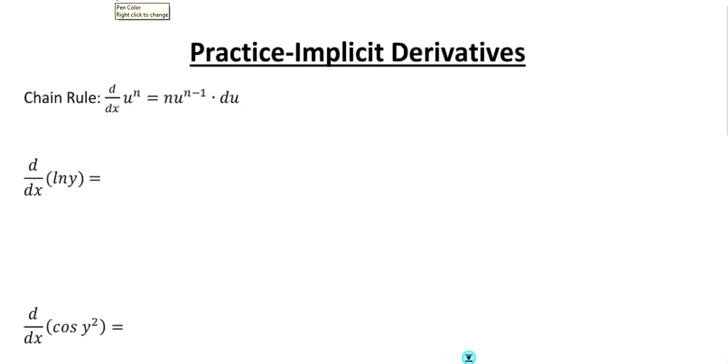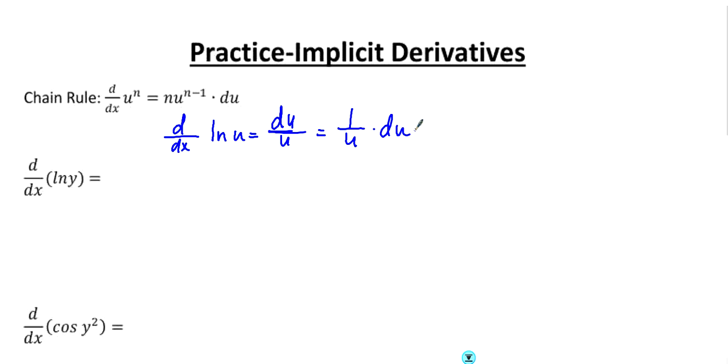For instance, in our first problem, we're taking the derivative with respect to x of ln y. Now I have the chain rule right here to remind you how the chain rule works. The chain rule says that we do the inside and the outside. Now I like doing natural log using its chain rule variant, this one. So d over dx of ln of u equals du over u. Knowing this formula helps me out tremendously. Or some people write it as 1 over u times du, either way.